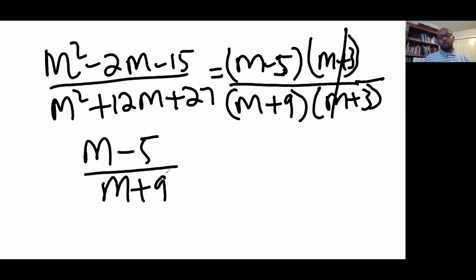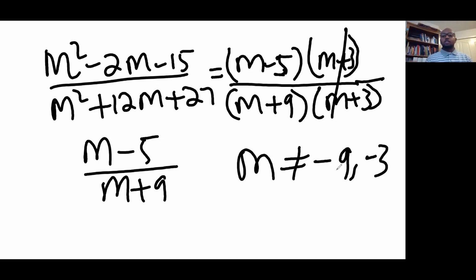That's the lowest term, but we don't accept if m is equal to negative 9 or negative 3, because this makes the denominator 0, which is undefined. Okay, that's it for today.